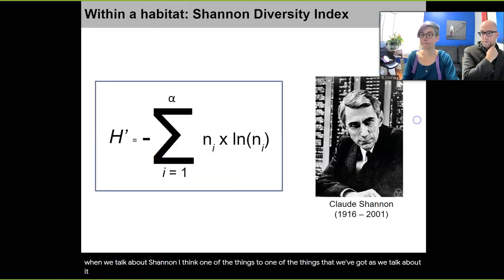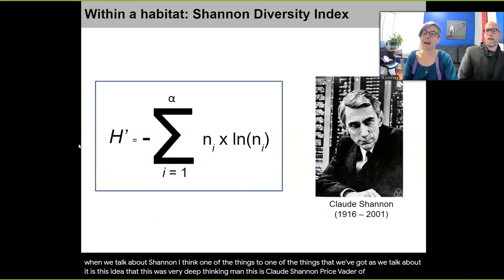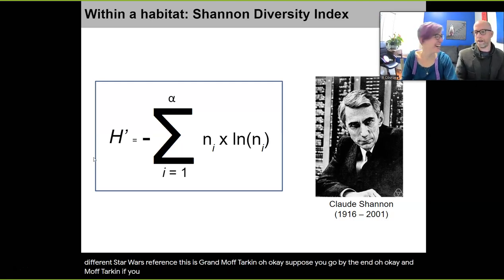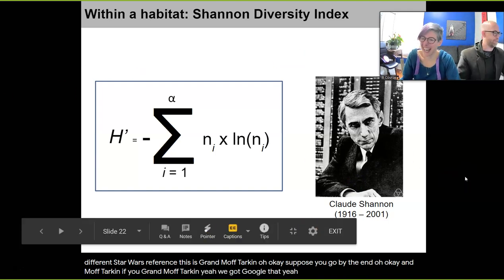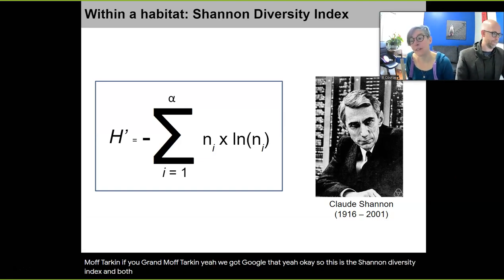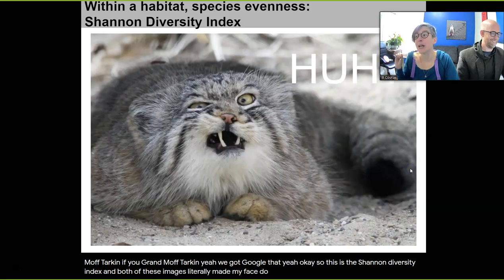Now when we talk about Shannon, this was very deep thinking, man. This is Claude Shannon. He's like the Darth Vader of math. No, he's a different Star Wars reference. This is Grand Moff Tarkin. Oh, okay. Vader was a pudgy guy by the end. Oh, okay. Grand Moff Tarkin. There we go. So Google that. Okay. So this is the Shannon Diversity Index. And both of these images literally made my face do this.